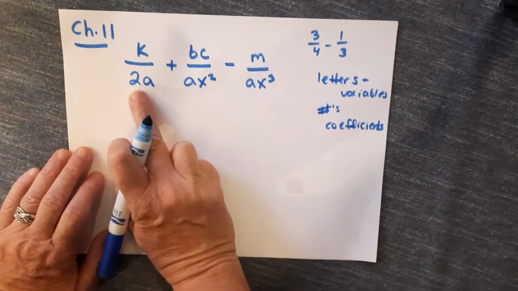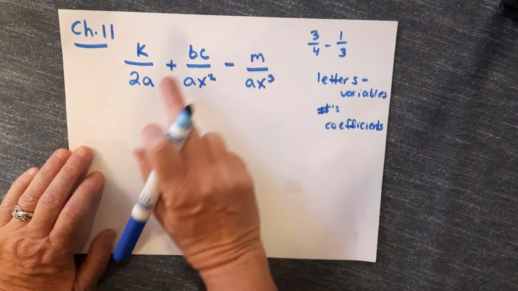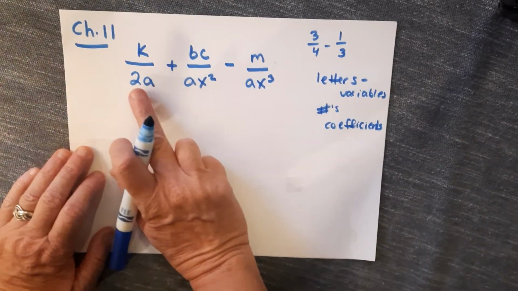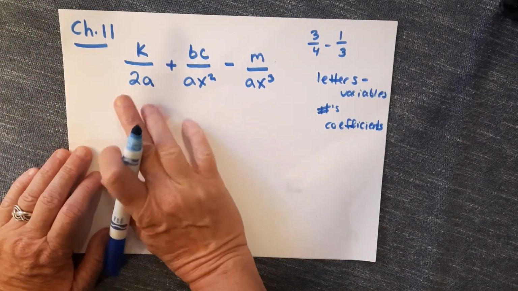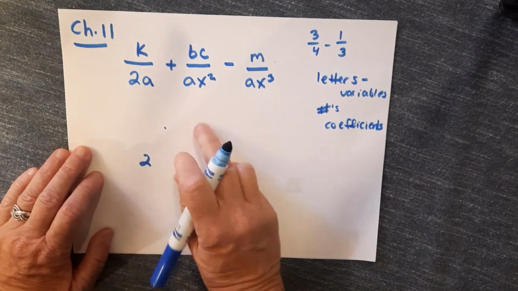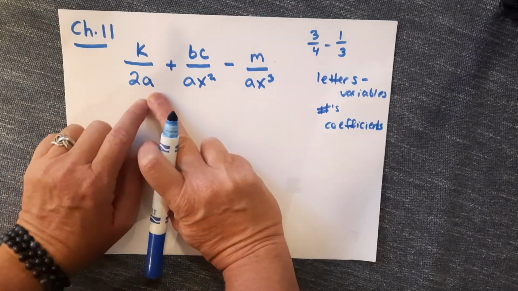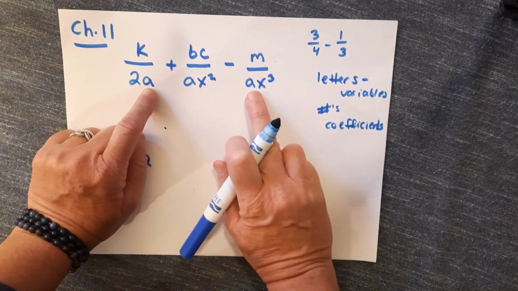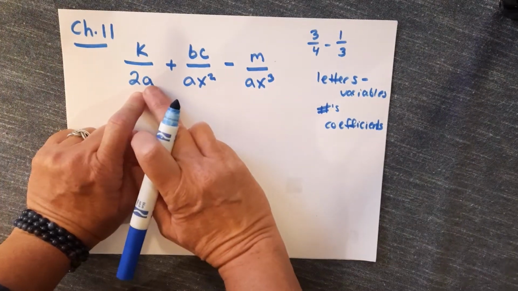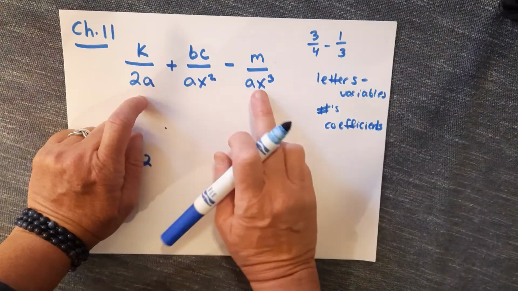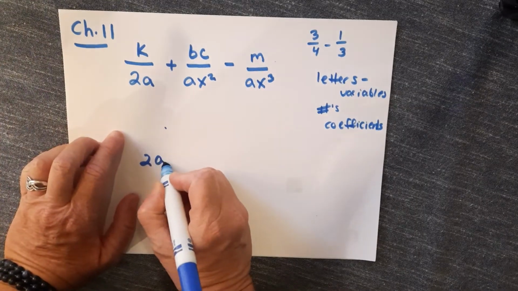Okay, so in this problem, we only have one coefficient. The only expression here in the denominator that has a coefficient is this 2. So we know we're going to have a 2 for our common denominator. Now we want to look, this first fraction has an a in it. This one does as well, and this one does as well. They are all the same. It's a to the first power. It doesn't have an exponent, so they're all a. So we can just put an a down here.